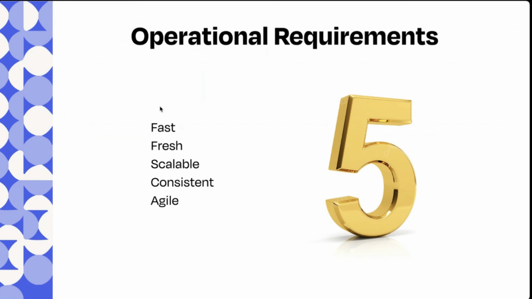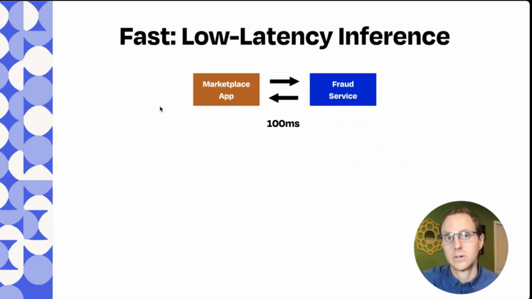So when I think about these kinds of problems, what are the big operational requirements that are really not just nice to haves, but necessities? I call them fast, fresh, scalable, consistent, and agile. And so we'll go into each one of those.